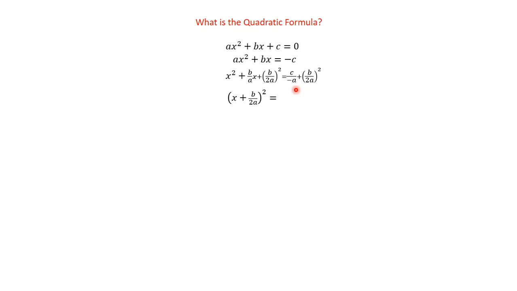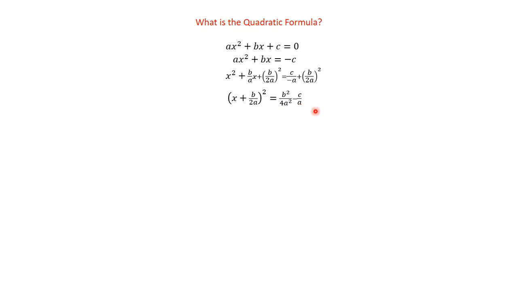Well, what is c over negative a? Oh, the negative is just on the bottom. c over negative a plus b over 2a squared. How do we combine those? Well, you don't really combine those. Let's just multiply out the squared. b squared over 4a squared minus c over a.